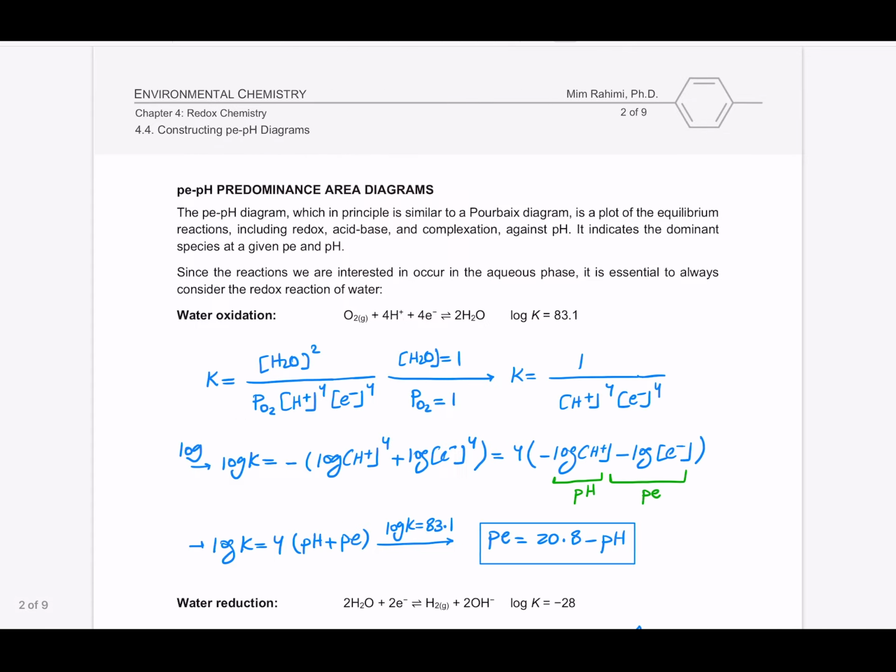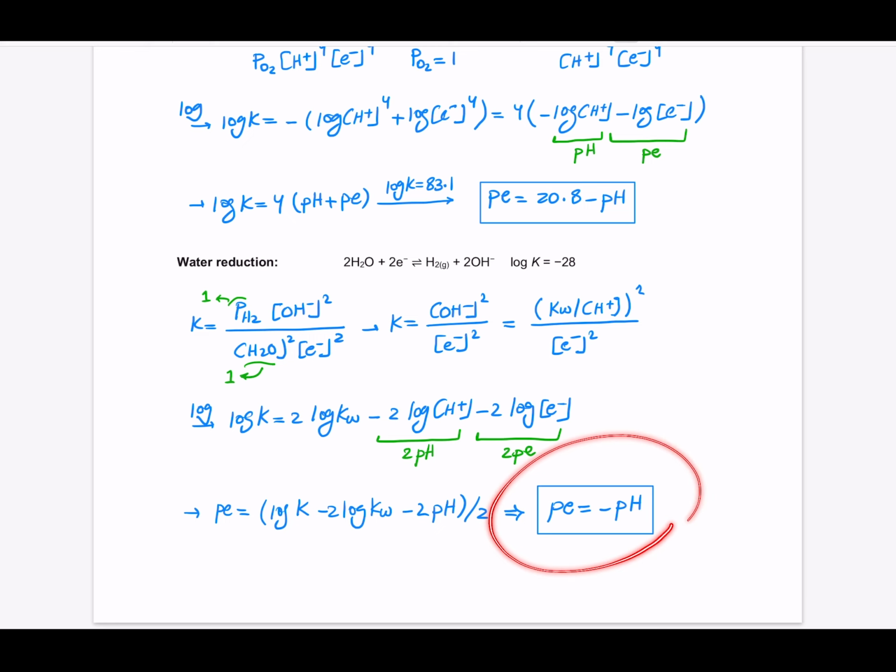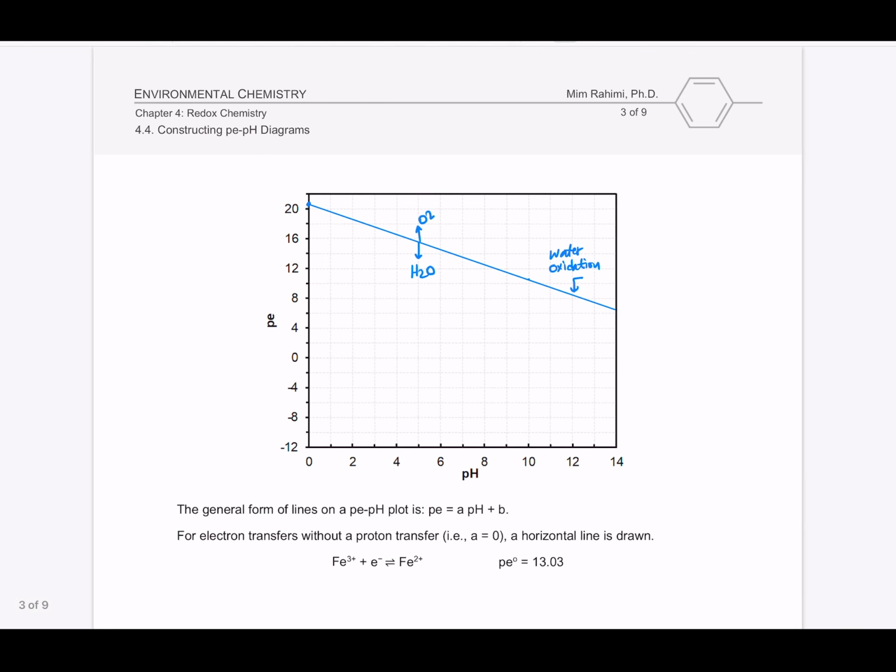The other relationship, for the other reaction, is pe equal to minus pH. So again, pH 0 would be at pe 0, and then let's say pH 10 would be at pe minus 10. So there are two lines. If we have these two points, they are obviously parallel, and minus 1 is the slope, minus pH. So this is water reduction.